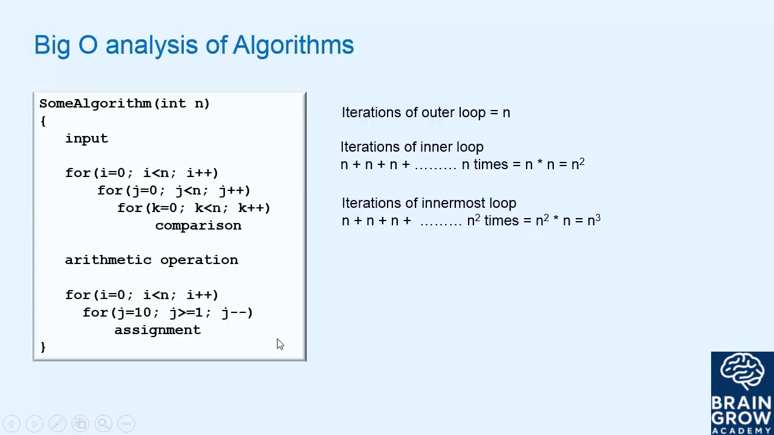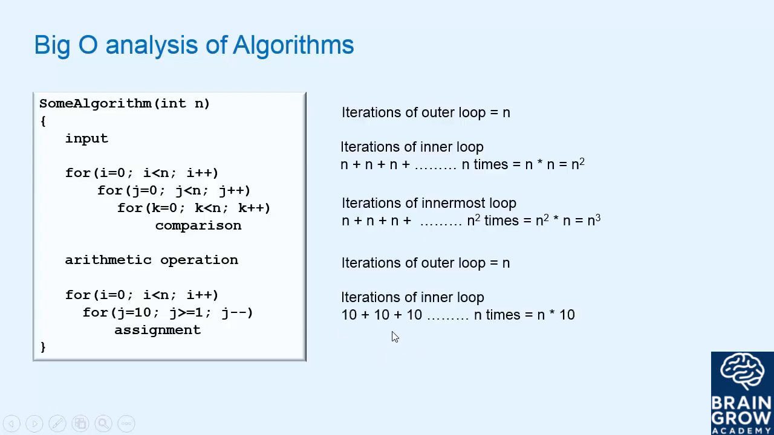Now let's come to this nested loop structure. This outer loop iterates n times, and in each iteration of this outer loop, this inner loop will iterate 10 times. So the total number of iterations of this inner loop is equal to n into 10. So this assignment executes 10 into n times. So the time complexity is n cube plus 10 into n, which is order of n cube.